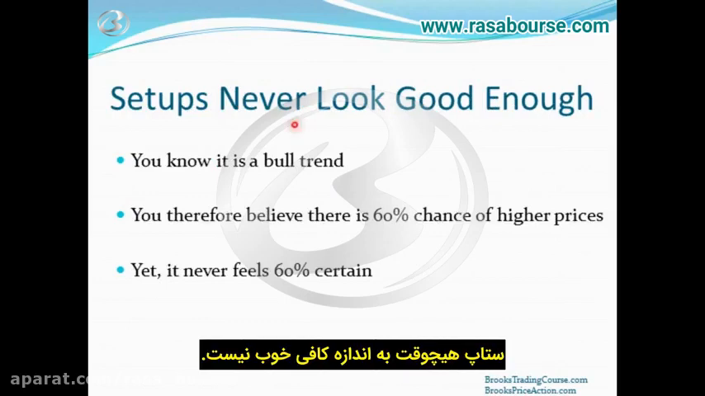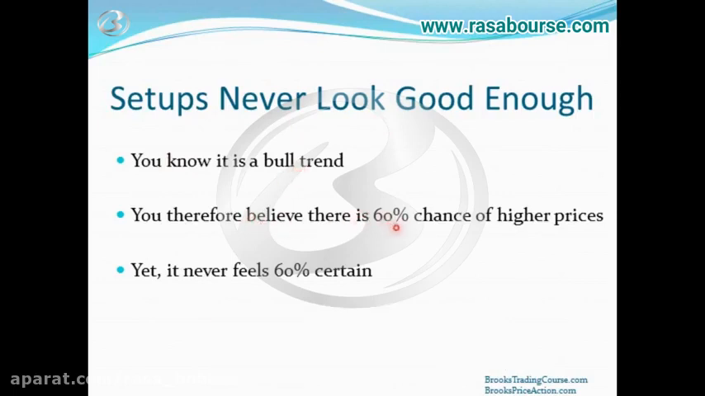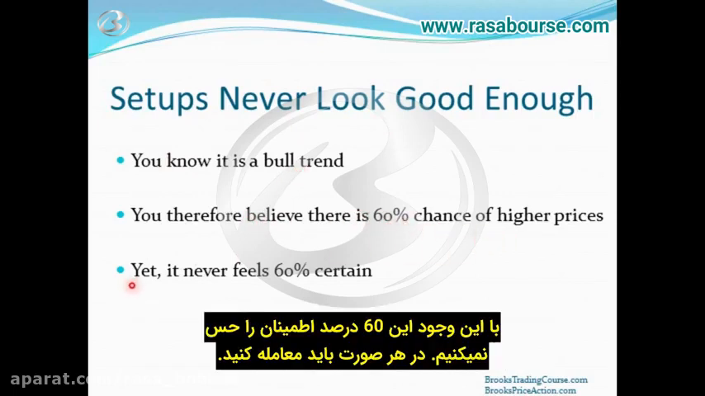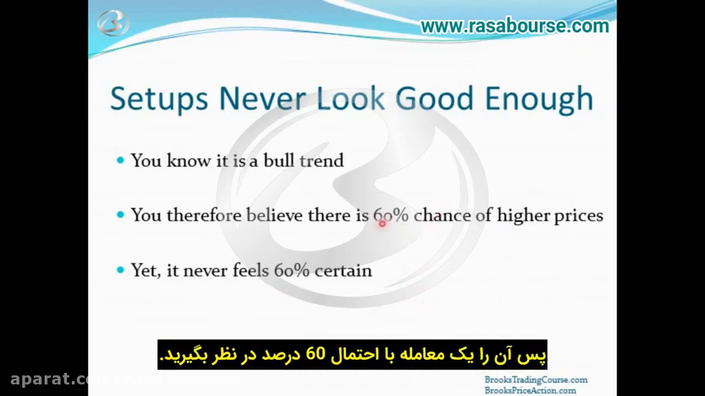The setups never quite look good enough. You know it's a bull trend, and therefore you believe there's a 60% chance that the market will go higher, yet it never feels 60% certain. You still have to take the trades. You look at it and you say you think it's going higher. That means you're 60% certain. Trade it like a 60% trade.